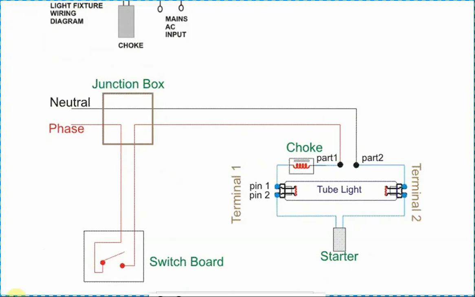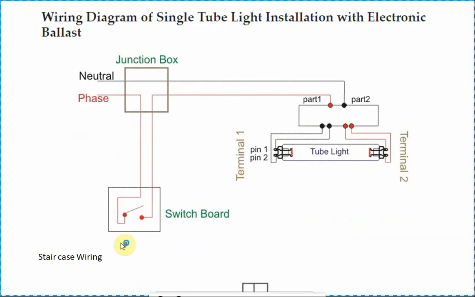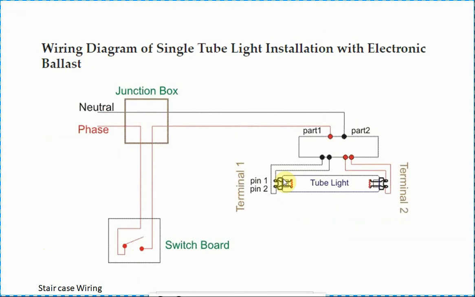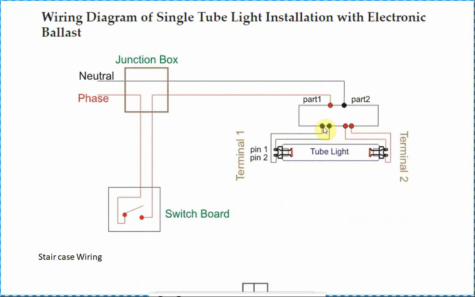The same diagram is connected with the switch. Now the electronic choke. This is the electronic choke. It consists of four terminals and two terminals. The switch is the phase line, connected to part A, and part B you will connect to the neutral line. Here you have two more, so totally four lines are there.